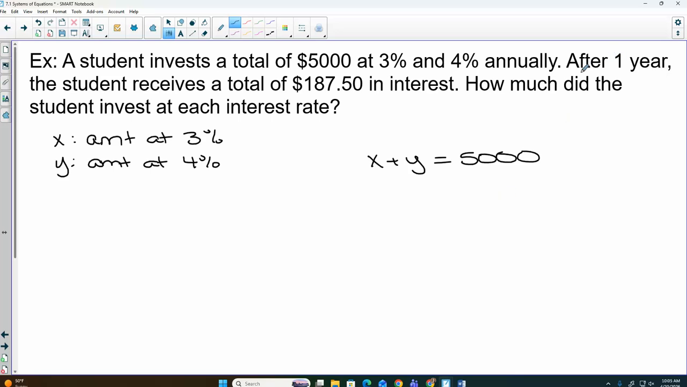Okay, next thing we're talking about interest. It's just 1 year, so interest is principal times rate times time, times just 1. So all you have to do is take your interest rate times your amount. So 3%, so 0.03x. y is 4%, so plus 0.04y. Equals 187.50.